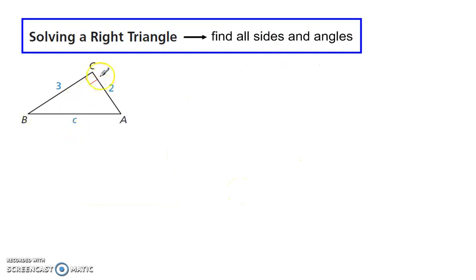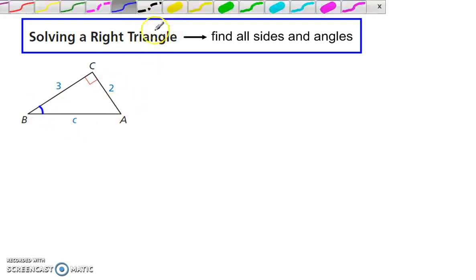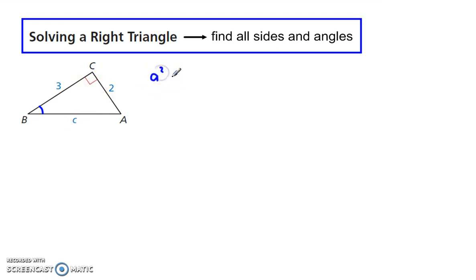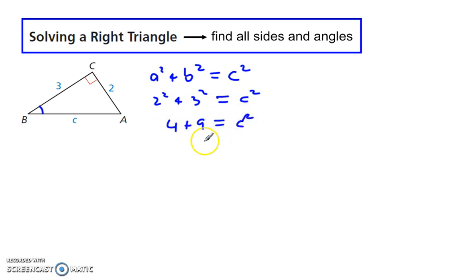Alright, so let's solve this right triangle. Solving means find all sides and angles. So solving a right triangle, we're missing side C, and then we want to find these acute angles here. We will start with finding C. In a right triangle, we use the Pythagorean theorem. A squared plus B squared equals C squared. And A and B are 2 and 3, so 2 squared plus 3 squared equals C squared. That gives me 4 plus 9 equals C squared, so C is radical 13.